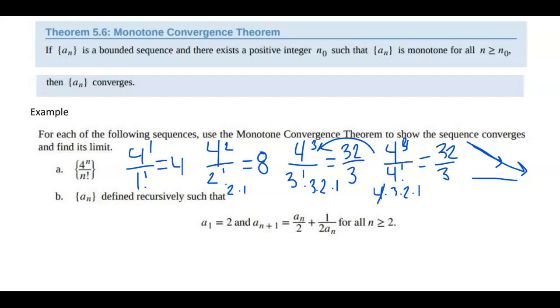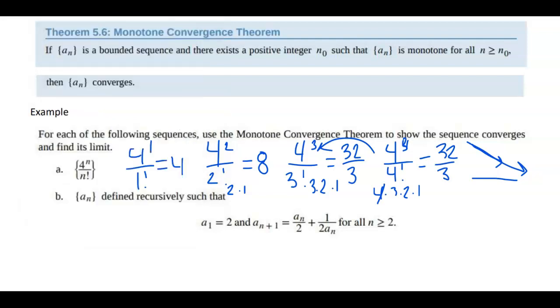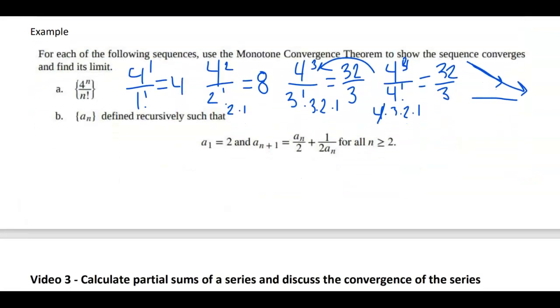So we know that this is going to end up being decreasing, but how do I actually prove that? This is how you actually prove decreasing. I need to show that a sub n plus 1 is always smaller than a sub n. The next term in the sequence is smaller than the one before it.